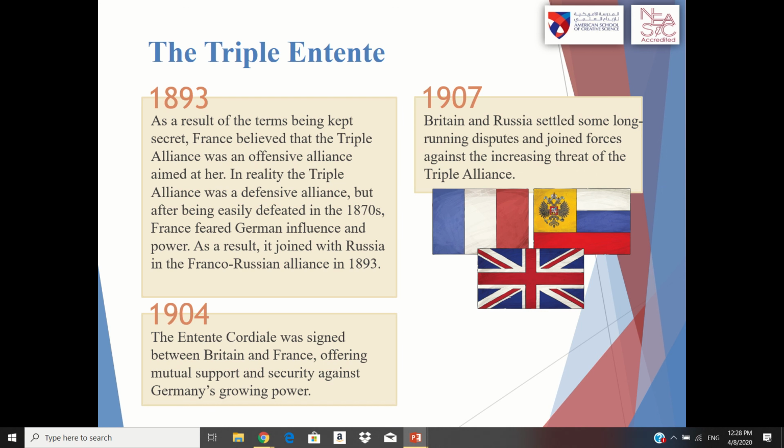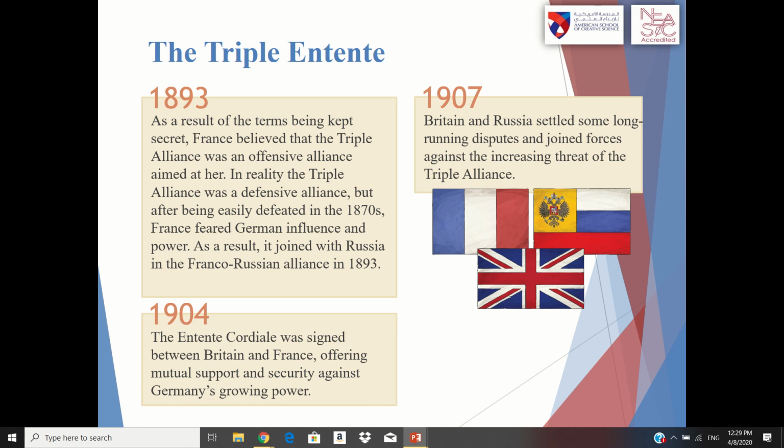1893. As a result of the terms being kept secret, France believed that the Triple Alliance was an offensive alliance aimed at her. In reality, the Triple Alliance was a defensive alliance. But after being easily defeated in the 1870s, France feared German influence and power. As a result, it joined with Russia in the Franco-Russian Alliance in 1893.